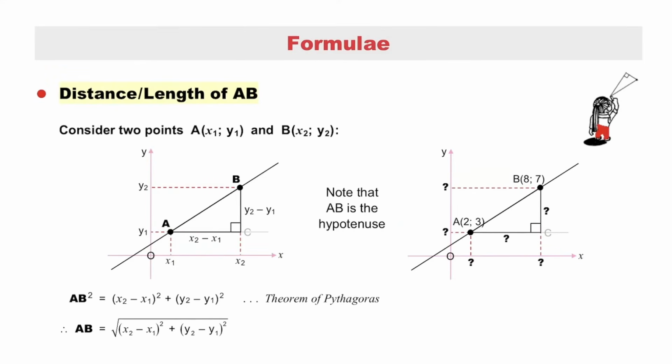We return to the original slide, and we can now understand why the horizontal length AC is x2 minus x1, and the vertical length BC is y2 minus y1. Applying the theorem of Pythagoras, the square of AB, therefore, equals the sum of the squares of x2 minus x1 and y2 minus y1. Thus, this formula. Therefore, AB is the square root of the sum of the squares of the difference in the x's and the difference in the y's.